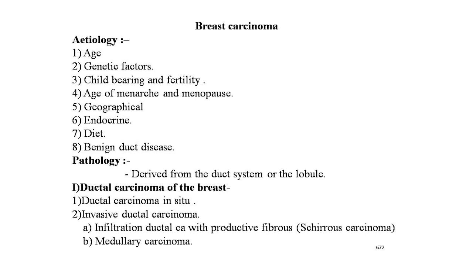Invasive ductal carcinoma: once the intraductal carcinoma has invaded the basement membrane of the duct, it has the ability of infiltration into the surrounding breast tissues and is called invasive ductal carcinoma. In this, the infiltrating ductal carcinoma with productive fibrosis, that is the scirrhous carcinoma, accounts for 70% of invasive mammary cancers. The second is the medullary carcinoma, these cancers represent only 2 to 5% of all breast cancers. In medullary carcinoma, there are dense lymphocytic infiltrates composed predominantly of lymphocytes and variable numbers of plasma cells.